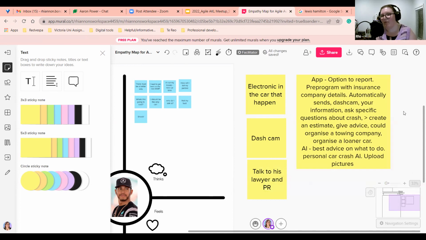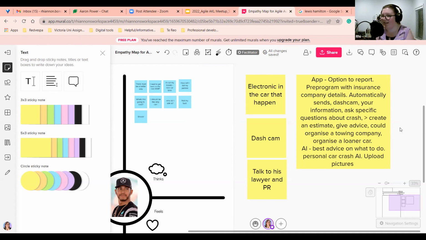So this app could be pre-programmed with the insurance company's details. It could automatically send dash cam footage and all the information that's in there. It could ask specific questions about the crash. It could even perhaps be a personal car crash AI that asks questions and then delivers the appropriate solution. So, is anyone hurt? Yes, and we'll send an ambulance. Do you need another car straight away? Yes, we'll get a replacement car for you. Do you need a tow truck? Yes, we'll get a tow truck to the scene immediately.